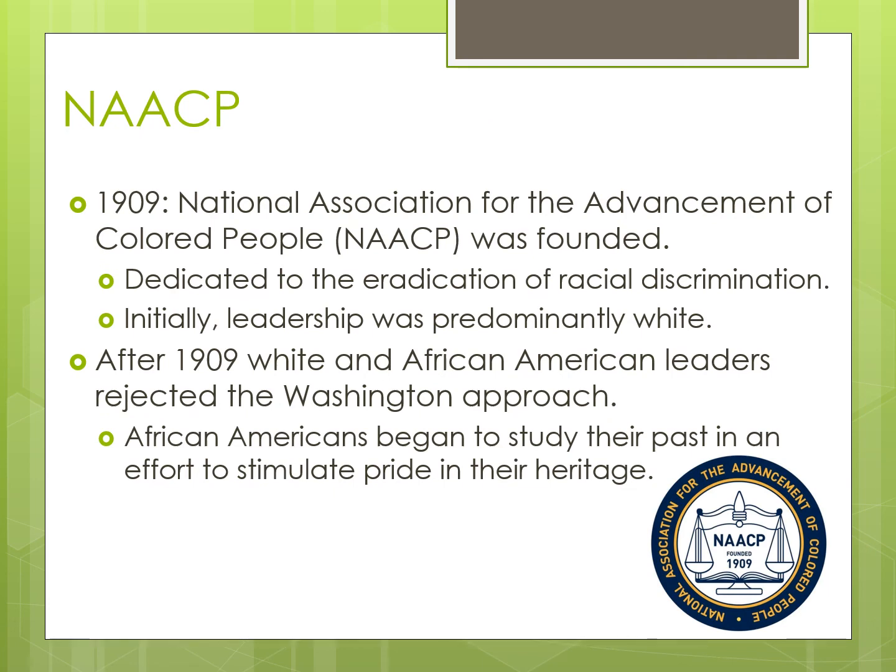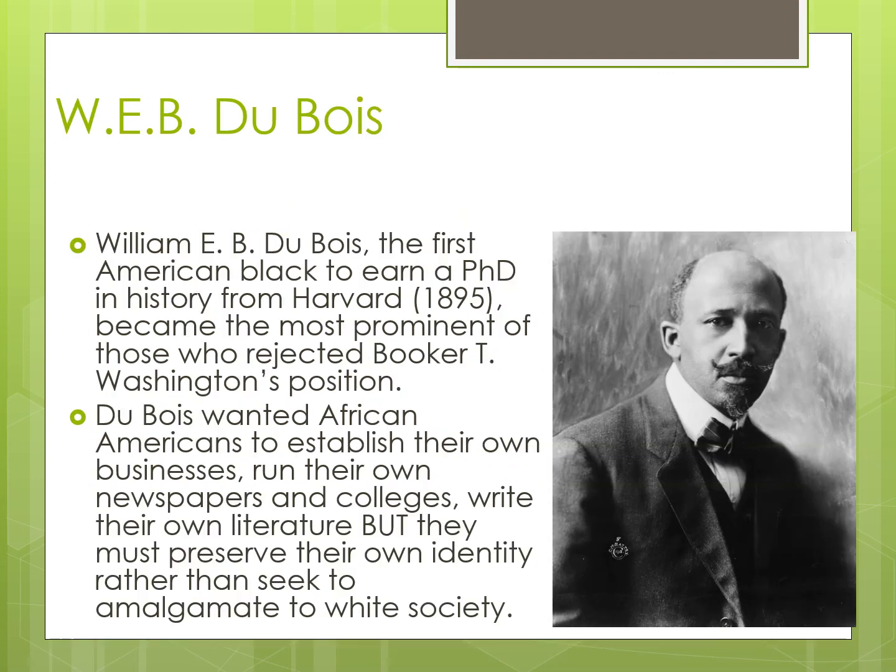The reaction to 1,100 people being lynched in 1901, and as bad as segregation was, was the creation of the NAACP, the National Association for the Advancement of Colored People. And this group had the very large goal of eradicating racial discrimination. Initially, this group was predominantly white, but after 1909, we see that the African American leadership that steps in takes total control of the organization itself.